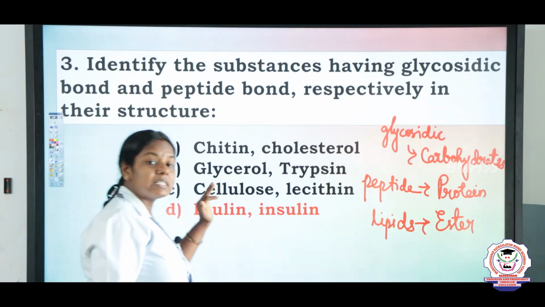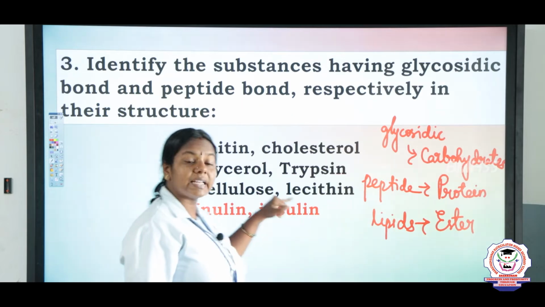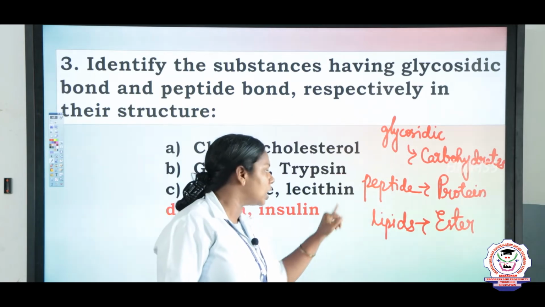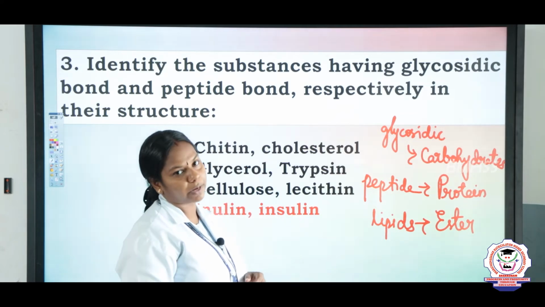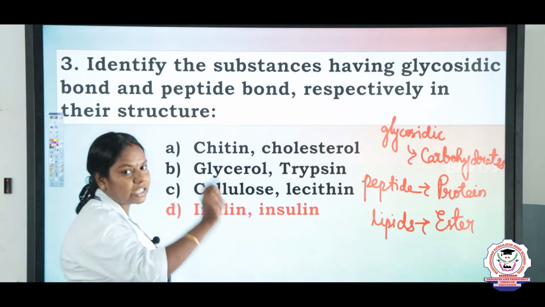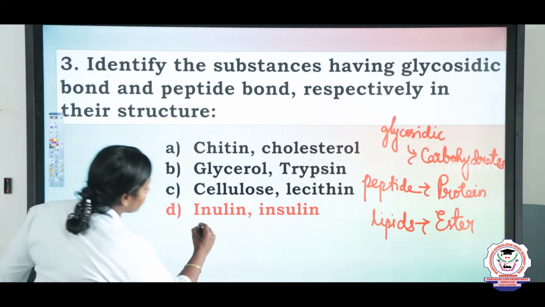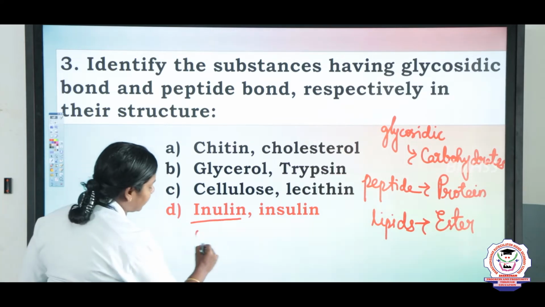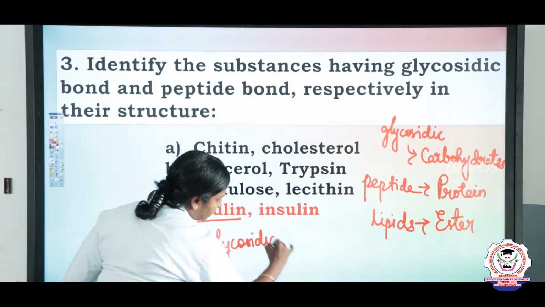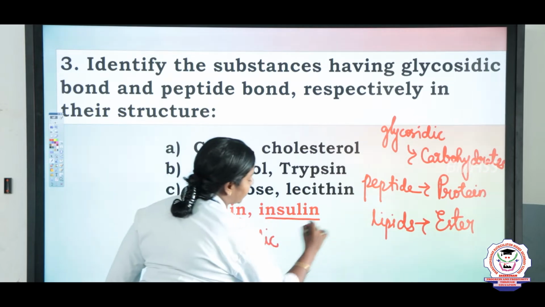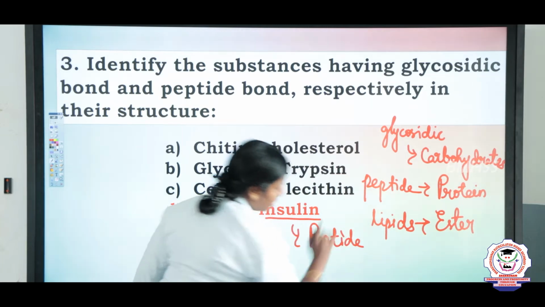The third one is cellulose and lecithin. Cellulose is a polysaccharide, so glycosidic bond. Lecithin is a phospholipid, so there is only ester bond, no peptide bond. So this is also not the answer, and the correct option is inulin and insulin. Inulin is a polysaccharide, so glycosidic bond is formed here, and insulin is a protein, so we can see a peptide bond, right?